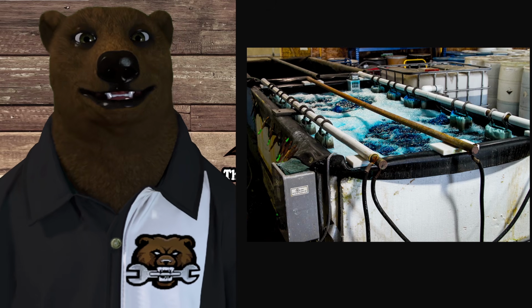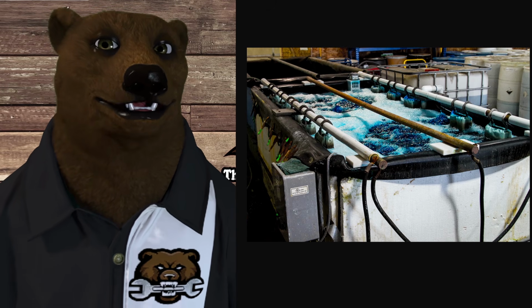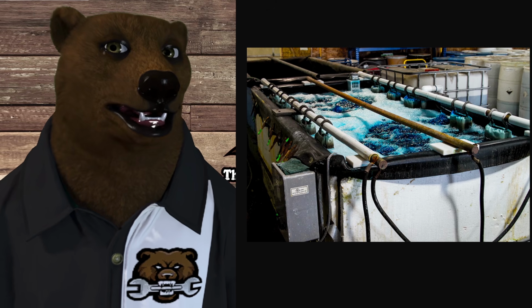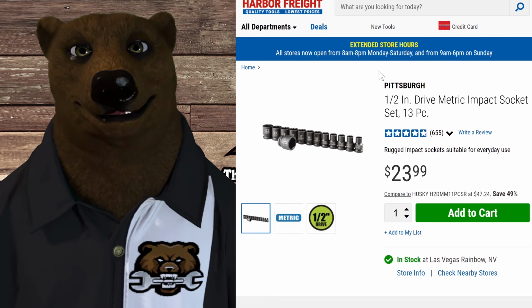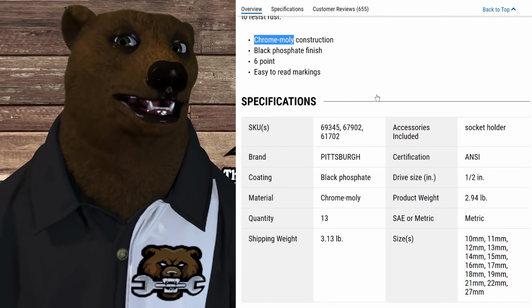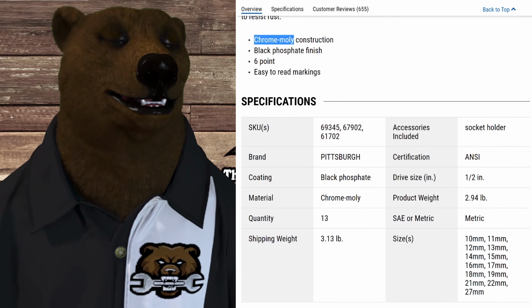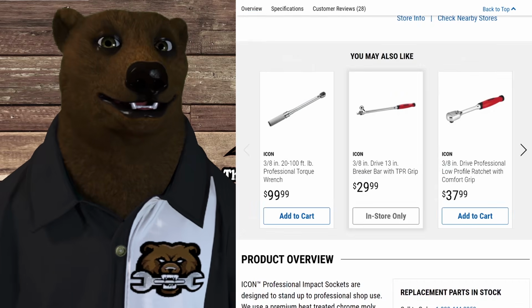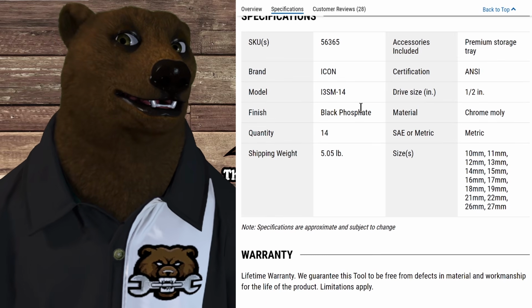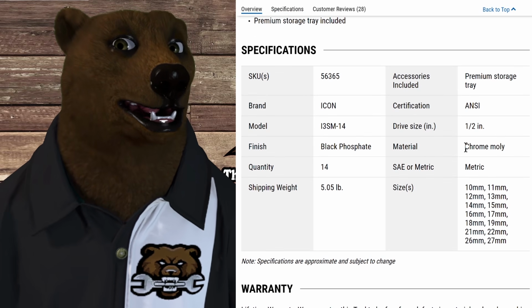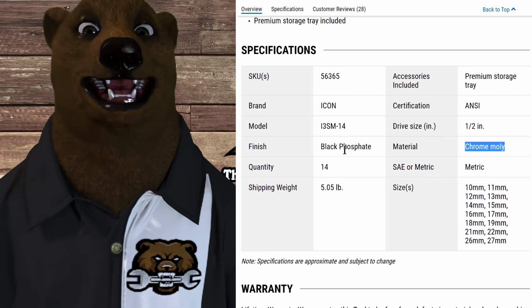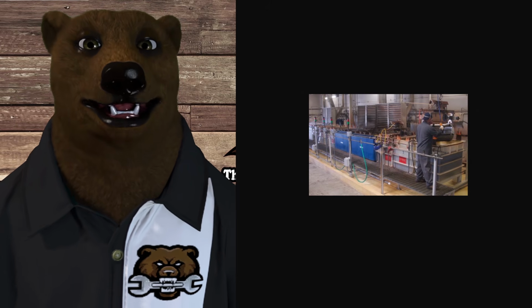The chrome that's put on the surface is a finish, a protective layer, if you will. Now, on the other side of this spectrum is the impacts. We're looking at the Pittsburgh sockets here. We come down here and they are a chrome moly finish. And the same can be said for the Icon sockets. You come down here, and again, you're going to see they got a chrome moly finish with a black phosphate finish on it. Now, that's, again, at the end of the process.